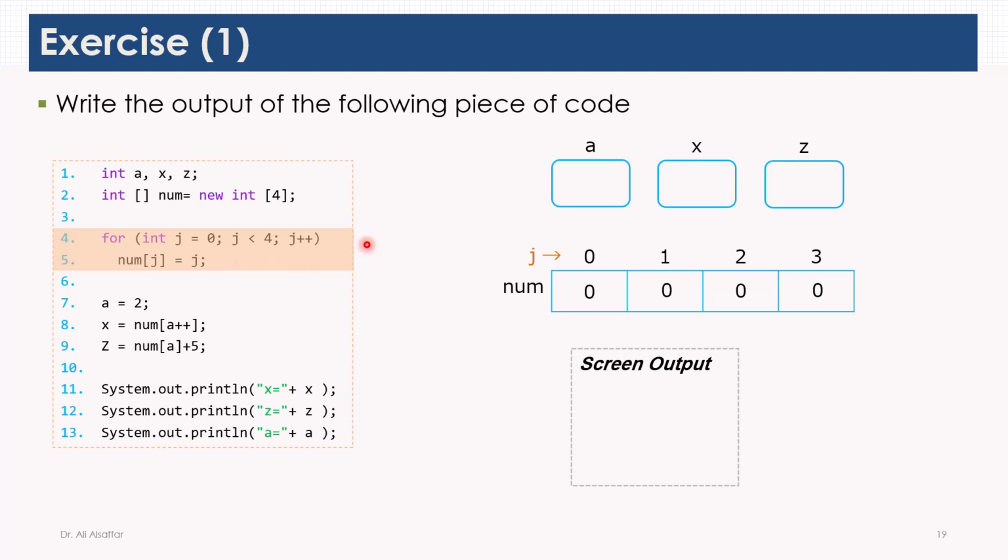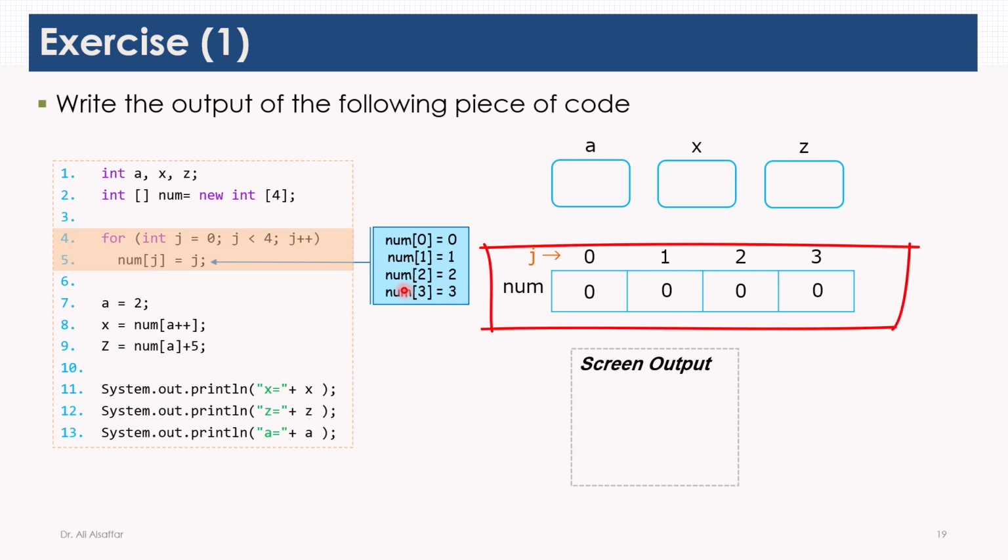In line 4, we have a for loop, and the variable of the loop is used as an index to the array num. So therefore, j will traverse over the array. In the beginning, it will be 0, then it will be 1, up to 3. In each iteration, we are moving the value of j to num[j]. So if you want to see in detail what happens in each iteration, 0 is moved into num[0], 1 is moved into num[1], 2 is moved to num[2], and last 3 is moved into num[3]. And after the loop is finished, this is the picture of the array. So in the first element, we have 0, next 1, next 2, and next we have 3.